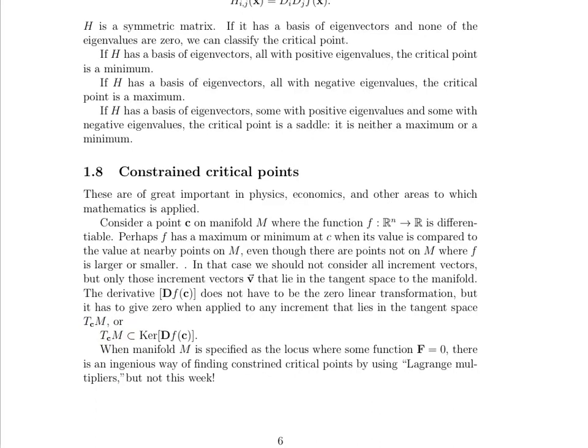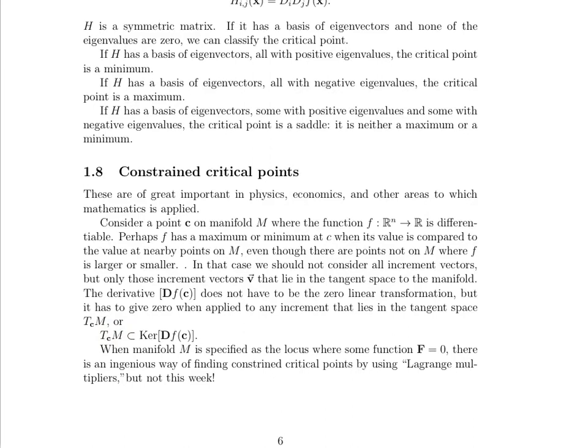So that's very interesting. When the manifold M is specified as the locus where some function big F equals 0, there is an ingenious way of actually finding constrained critical points by using Lagrange multipliers. But we're going to get to that next week. That's going to be in our final week of material. Not quite yet.